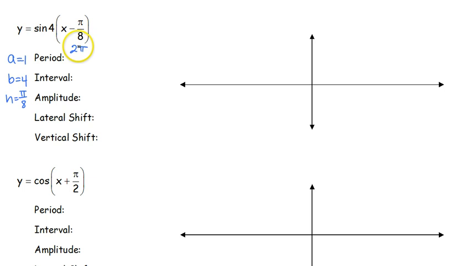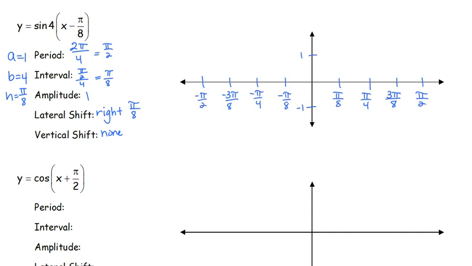So our period is 2 pi divided by 4, so it's going to give us pi over 2. We cut that into 4s, and we get that our interval is going to be pi over 8. We found that our amplitude is 1, so the vertical distance between is just going to be 1. Our lateral shift, since it's going to be opposite of what we see, it's going to be right pi over 8, and we have no vertical shift. So go ahead and set up your graph.